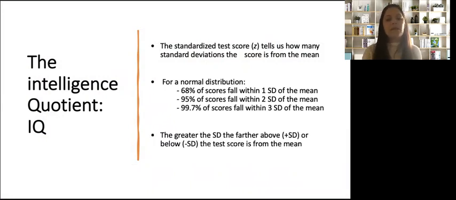So the greater the value of Z, that's the standard deviation, so 1, 2, 3, those are values of Z, the farther away the test score is from the mean. Okay, so if you have one standard deviation from the mean, that's less of a deviation than three standard deviations from the mean, right? Or from the average of the group.